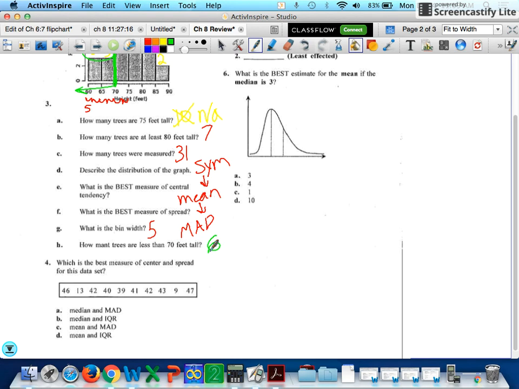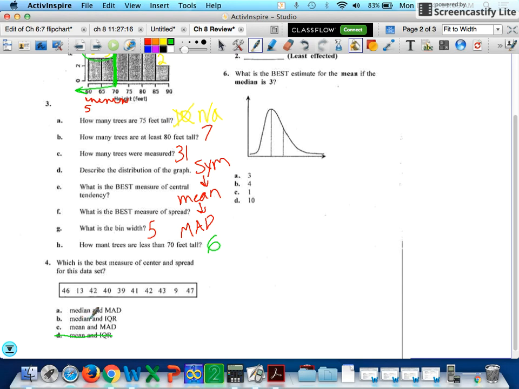So number 4 is a bit of a tricky question, okay? It says, which is the best measure of center and spread for the data? Well, a lot of people are already sitting there thinking, well, some of these don't go together. From our problems, we know that mean and MAD go together. So that means we can get rid of D, because D says mean and IQR. Mean and IQR never go together.